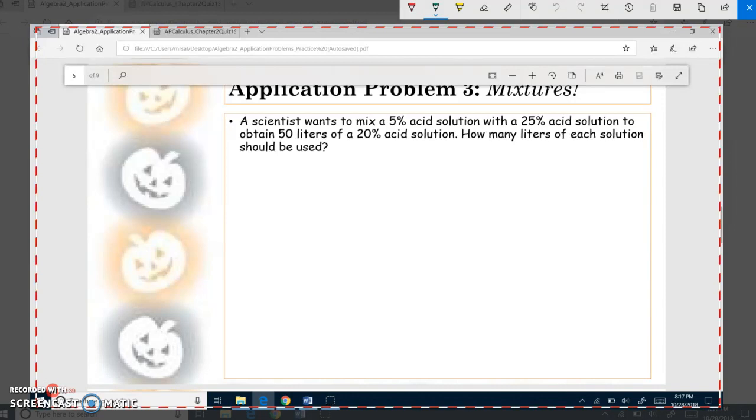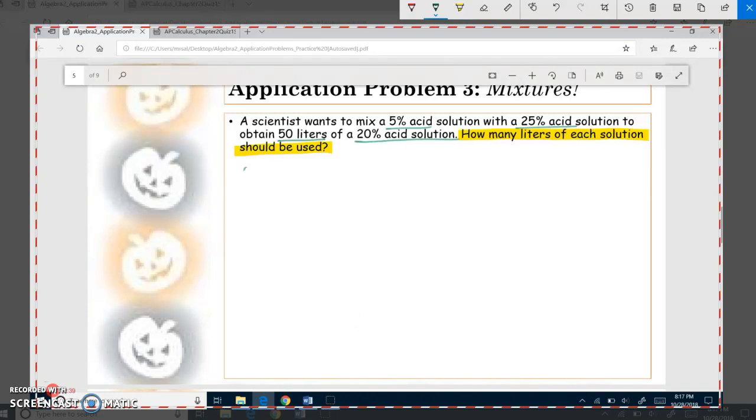So here it says a scientist wants to mix a 5% acid solution with a 25% acid solution to obtain 50 liters of a 20% acid solution. How many liters of each solution should be used? So once again, our focus is on how many liters of each different solution that we start out with should we be using to make this new solution.